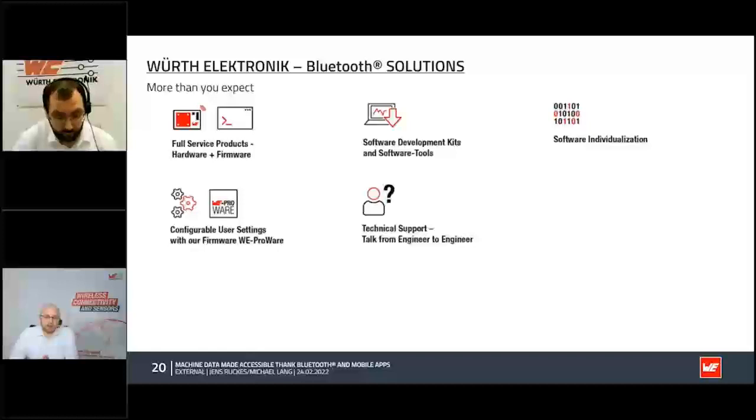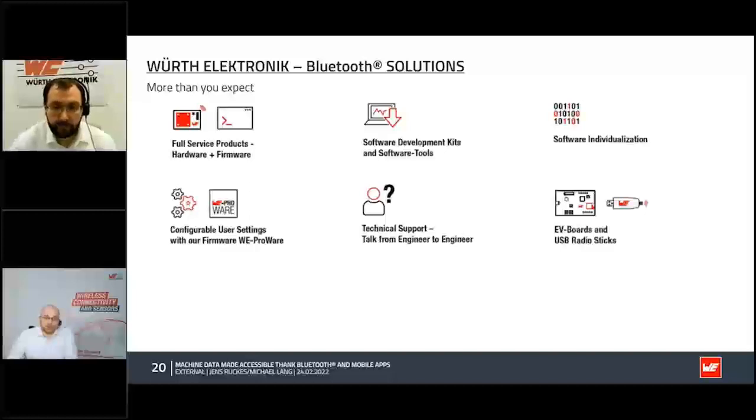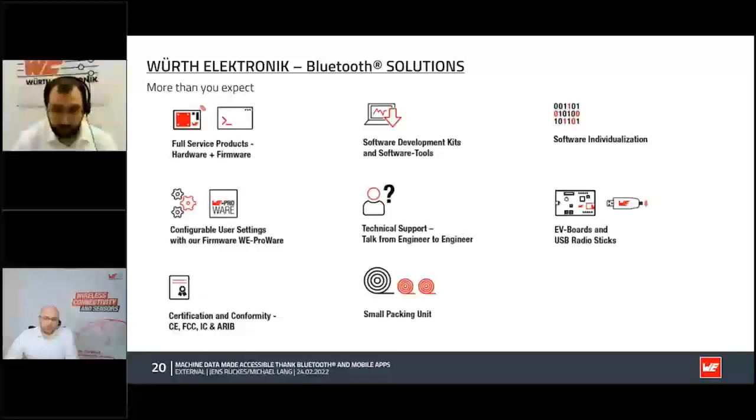And in all these parts, there is technical support for you on the hotline or on the phone, in virtual or in personal meetings. We can help you directly, and I think you know that this is very useful. Of course, there are evaluation boards and kits and USB sticks available to have an easy hands-on and starting point. And as I said before, a very important certification and conformity of the modules. And what you have in the Würth Electronic world always: small packaging units, no MOQs, and also long-term availability.